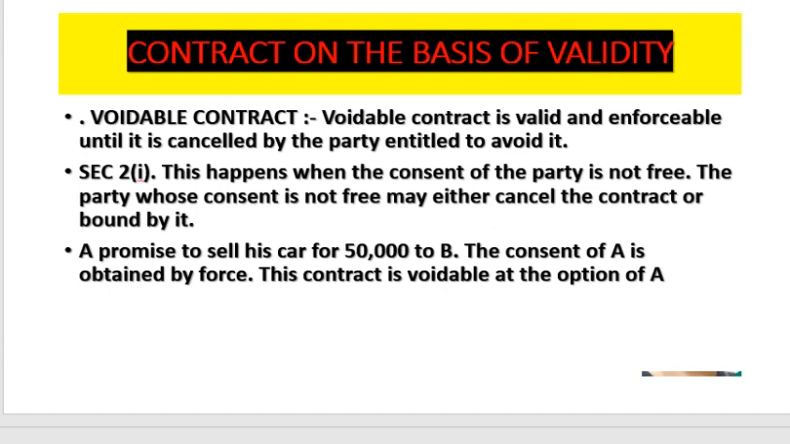A promises to sell his car for rupees 50,000 to B. The consent of A is obtained by force. Here the contract is voidable at the option of A. A is the aggrieved party, whose consent is not free. So if A wants this contract to be null, he could go to the court and the contract could be declared void.